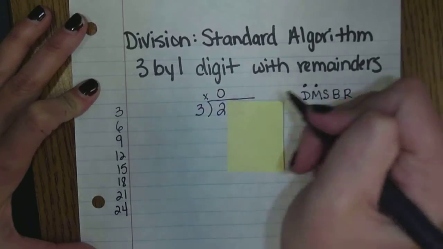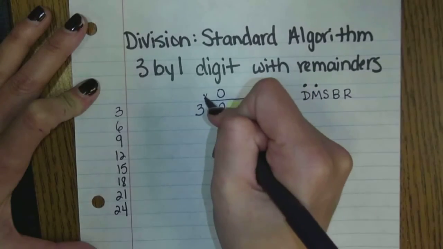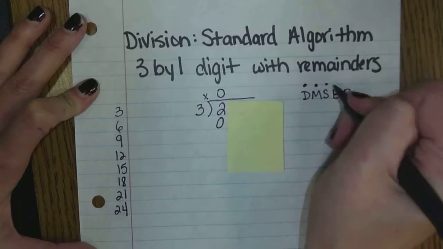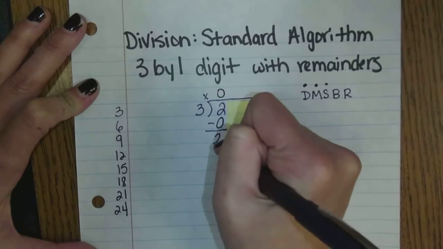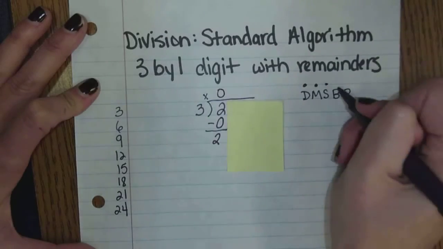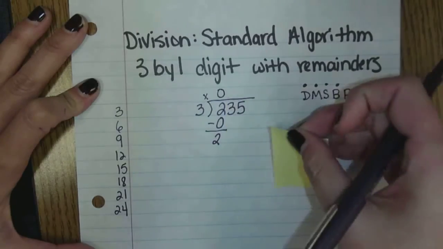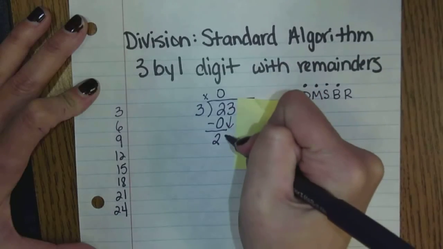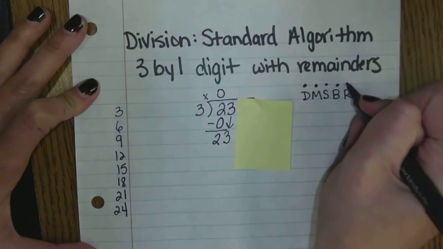Next up, we're going to multiply that number we just put up top there. 0 times 3 is 0. After we multiply, we are going to subtract. 2 minus 0 is 2. My next step says to bring down, so we are going to bring down the 3, only the 3, not the 5. We're going to use that in a little bit. All right, and we're going to repeat.